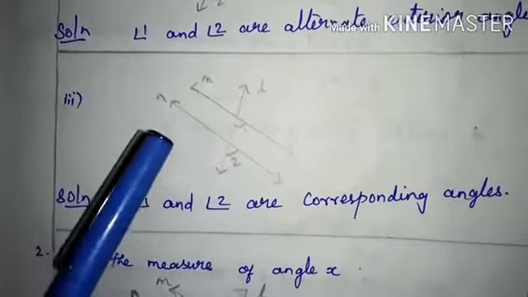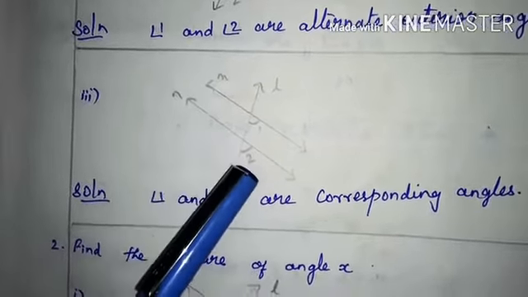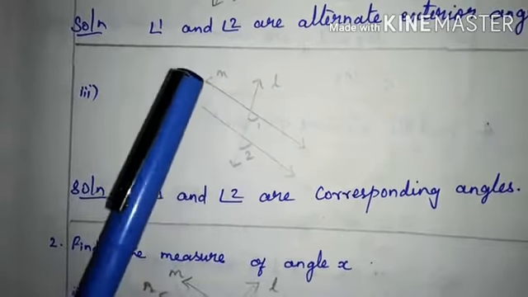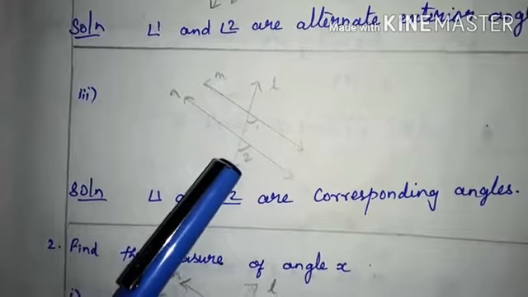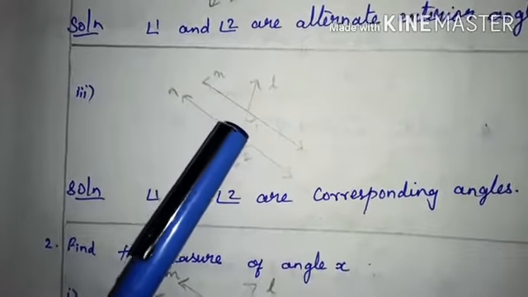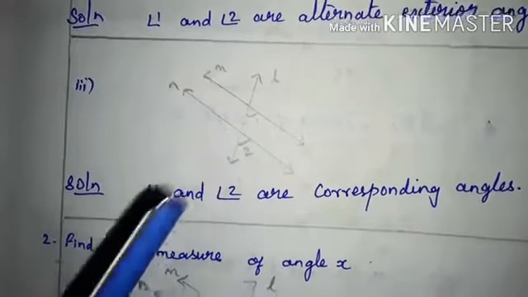The third one, angle 1 and angle 2 are lying on the same side of the transversal, and angle 1 lies below line M and angle 2 lies below line N. Then we say that angle 1 and angle 2 are corresponding angles.